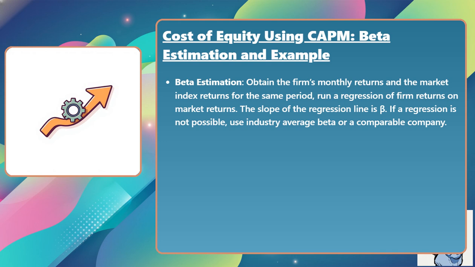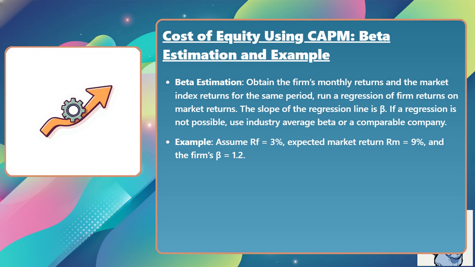The slope of the regression line is beta. If a regression is not possible, use industry average beta or a comparable company. Example: assume RF equals 3%, expected market return RM equals 9%, and the firm's beta equals 1.2.